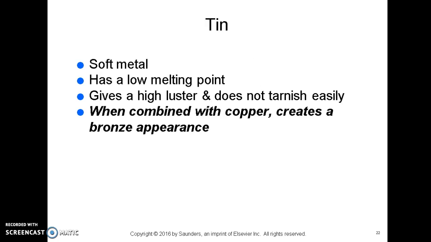Tin is a soft metal. It has a lower melting point. It gives a high luster and does not tarnish easily. When tin is combined with copper, it creates a bronze appearance. So that is how we get the metal bronze, by combining copper and tin together. When we think of a soft metal, think of tin foil, and that's really where we're coming from.